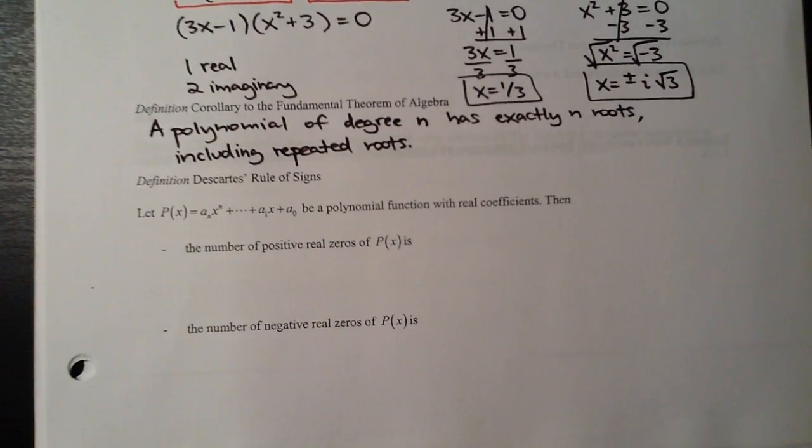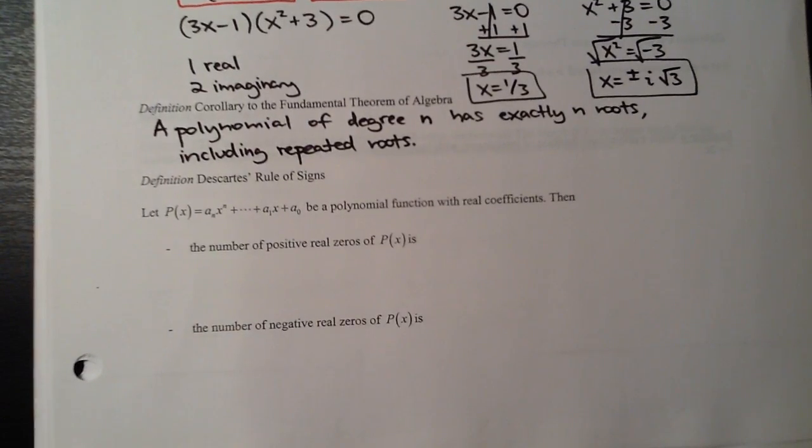What it means to be a repeated root is something like, sometimes when you factor things down, you get an x plus 1, x plus 1. It's the exact same factor, so it would be the exact same answer, the exact same root. That still technically counts as 2 different roots. So that's why we say this, including repeated roots. All right, so we're going to use that idea in our next couple of theorems. The fact that if you have a 5th degree polynomial, you should get 5 total roots, whether they're imaginary or real.